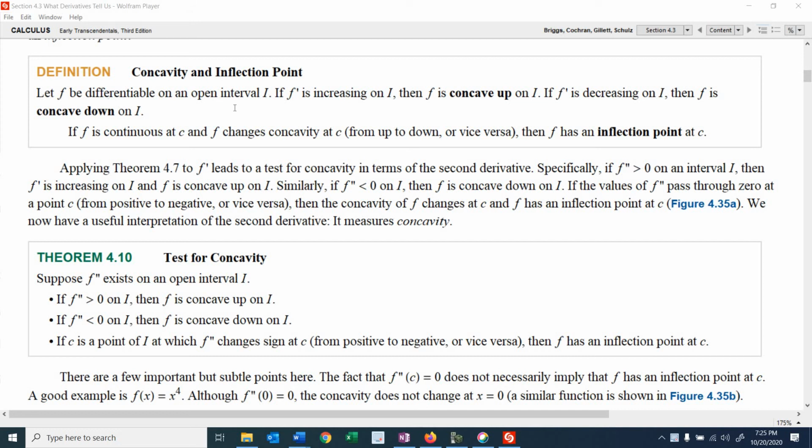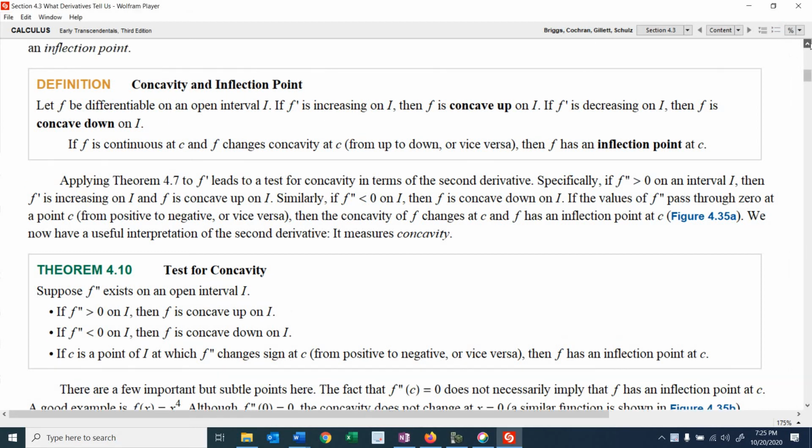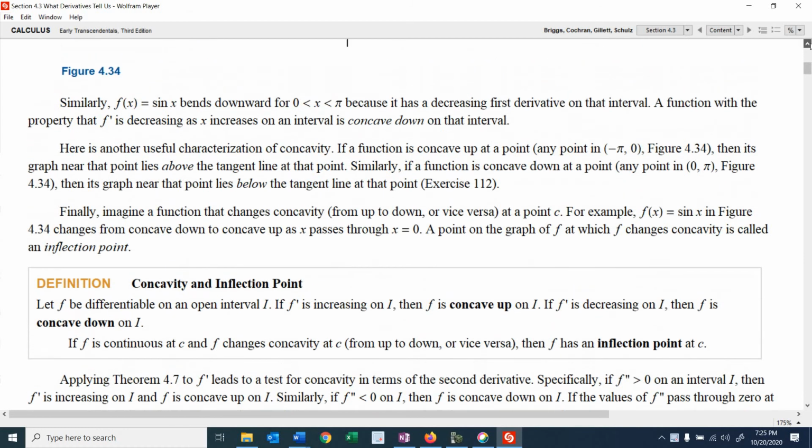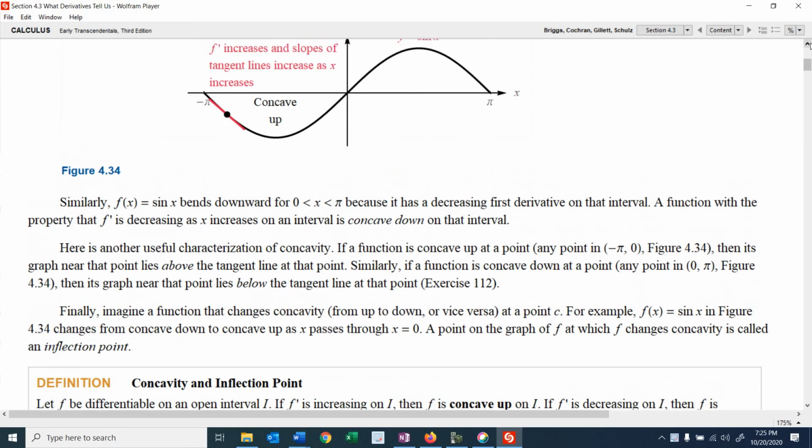Let f be differentiable on an open interval I. If f prime of x is increasing on the interval I, then f is concave up on the interval I. If f prime of x is decreasing on I, then f of x is concave down on I. So let me show you a picture of the difference between concave up and concave down.